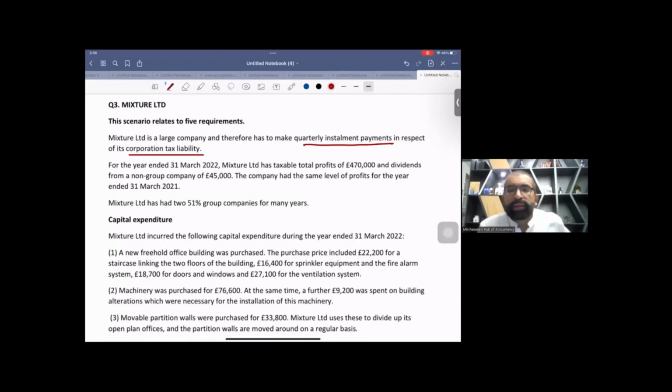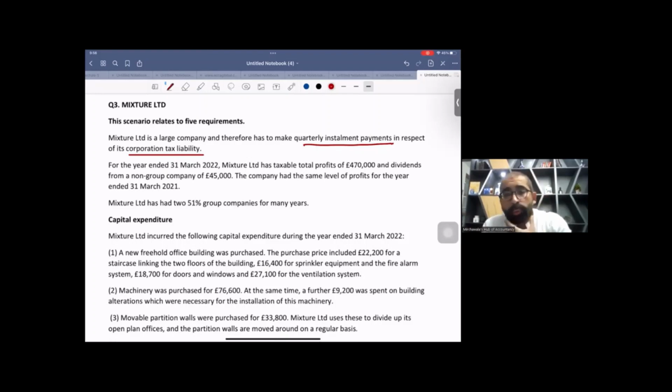Just concentrate, you will understand. There are two types of companies, a small company and a large company. Remember, a small company pays tax after the end of 9 months plus 1 day from the end of the accounting period. But a large company pays tax in installments.